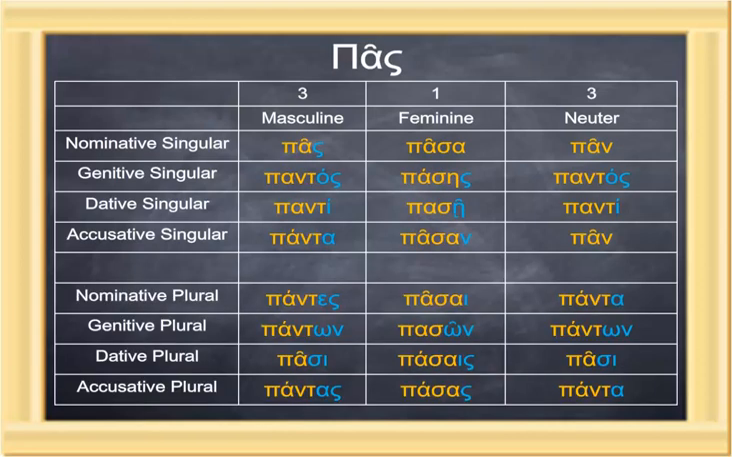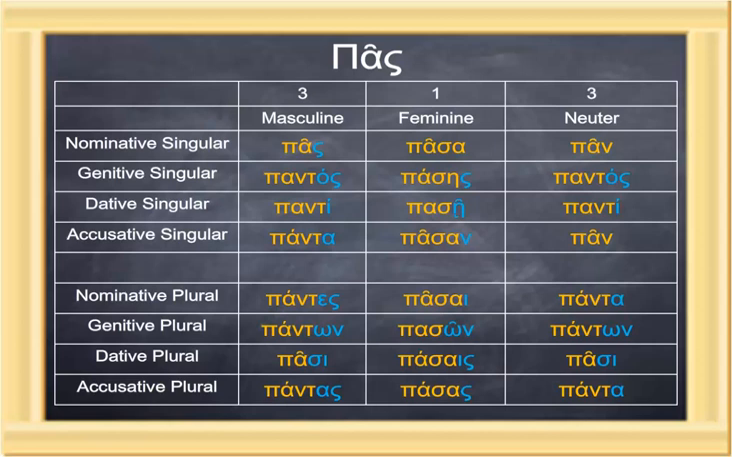A very common adjective is the adjective pas, meaning every in the singular or all in the plural. It is also a 3-1-3 adjective, with its stem in the masculine and neuter being pant. Look at the genitive singular to figure that out. P alpha nu tau. And in the feminine, the stem is P alpha sigma alpha.